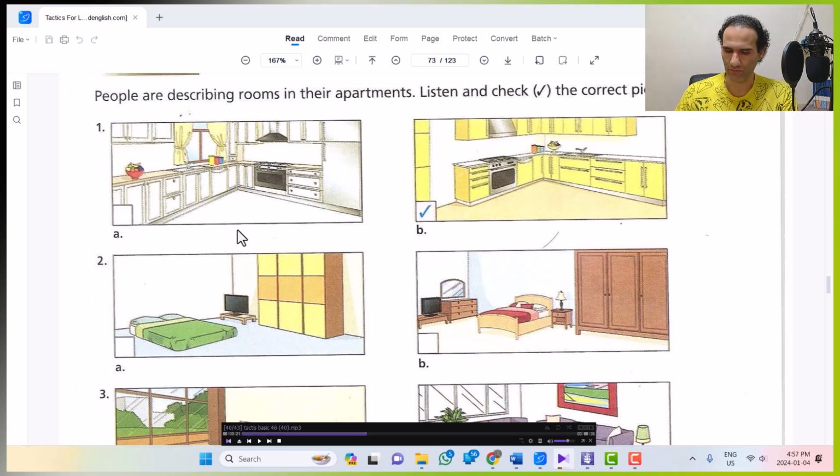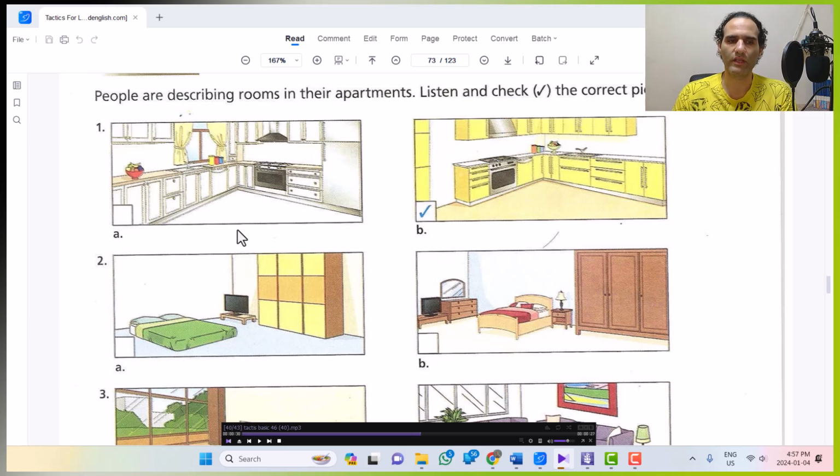Okay, number 2. You don't have a bed in your bedroom? Well, I have a TV, but for now I only have a mattress on the floor. Really?